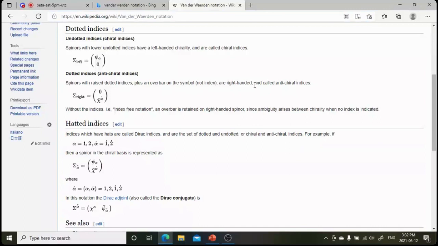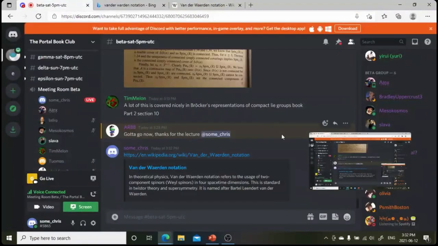There's a lot of the stuff to do with, like, near the end of what you were talking about. There's a section in Representations of Compact Groups by Bröcker, Part 2, Section 10. I wrote it in chat if anyone cares. That goes through that construction completely.